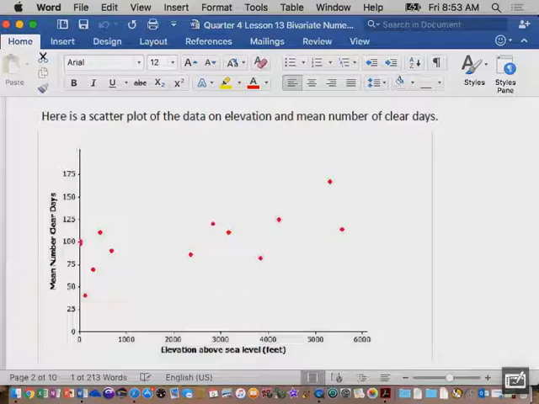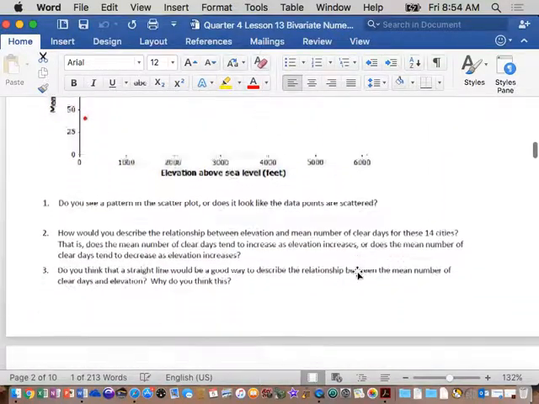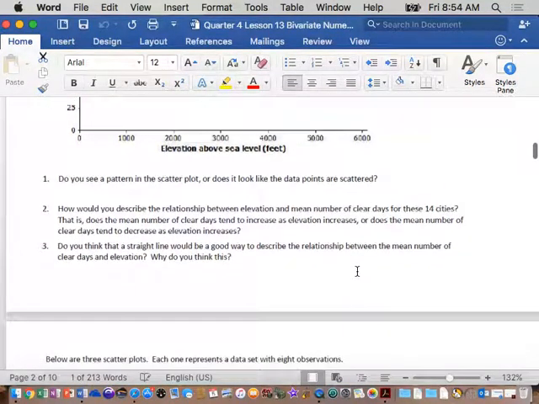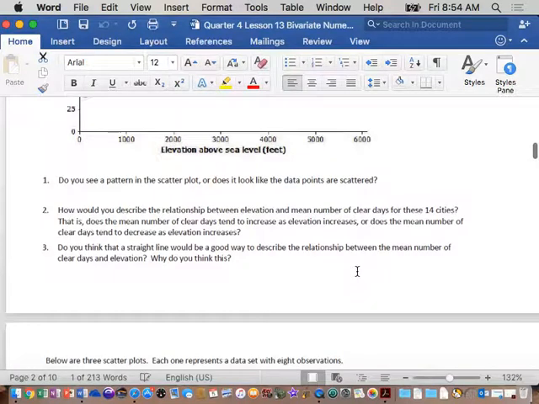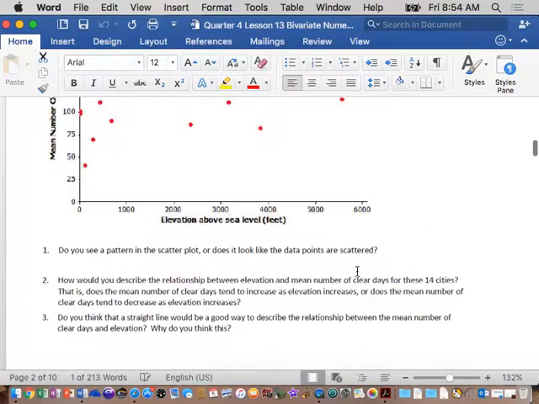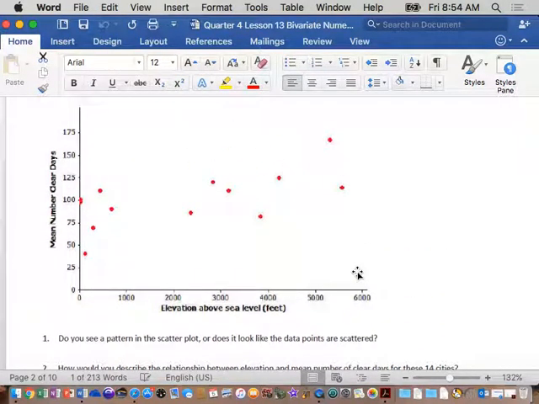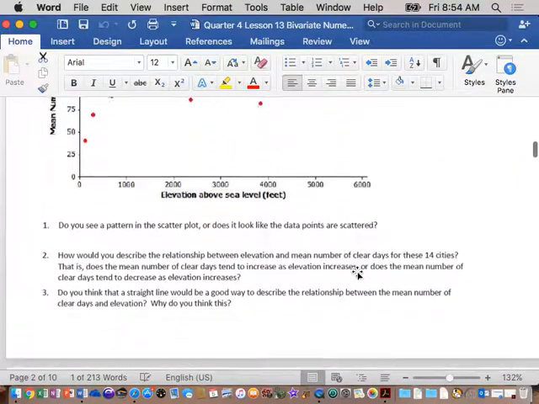Now let's go to our next scatter plot or plots, as they will appear. Yeah, there was a third question. I thought that was the third question. No, it was like 2 questions in one. Oh, okay, what's the last one there? Do you think that a straight line would be a good way to describe the relationship between the mean number of clear days and elevation? Why do you think this? Oh, well, what we don't want is this. Just one general trend that goes through them. No connected dots. All right.